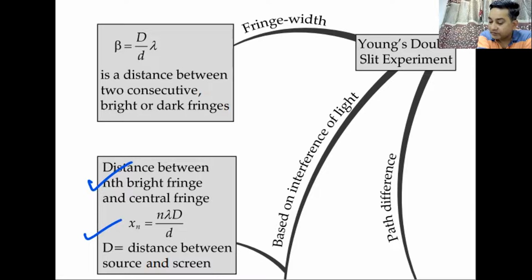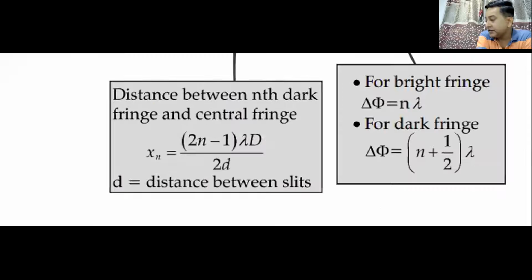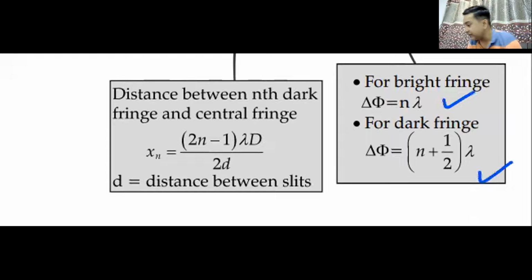Then we had also seen what is the path difference for constructive interference or bright fringe, and path difference for destructive interference. Do you remember this? Remember, you have seen it as 2n minus 1, where n starting from 1. If I use this formula, n will start from 0. Do we understand this?